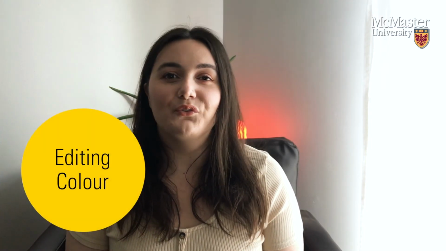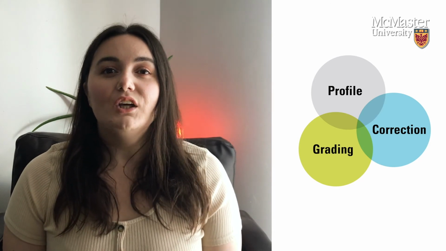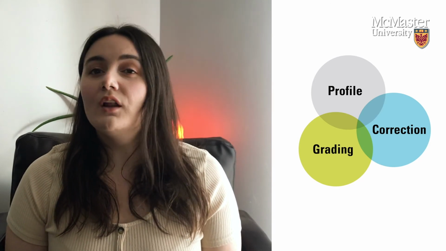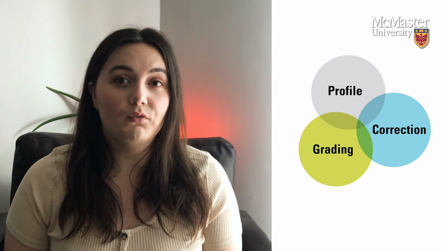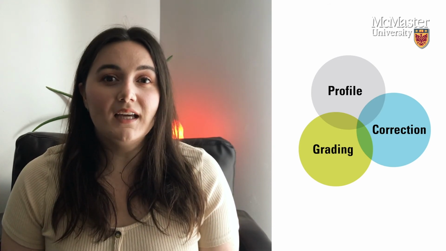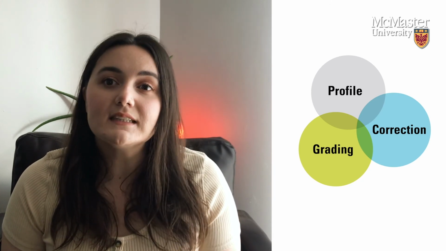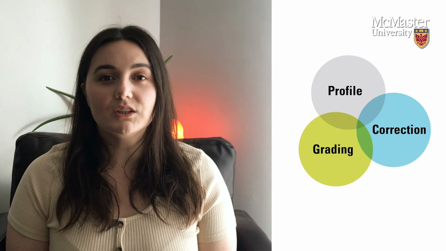Editing color for video can be broken down into 3 steps: profile, correction, and grading. You may have heard of color correction and grading before, but what about profile? A color profile is a predetermined set of parameters or characteristics that is applied to the footage.